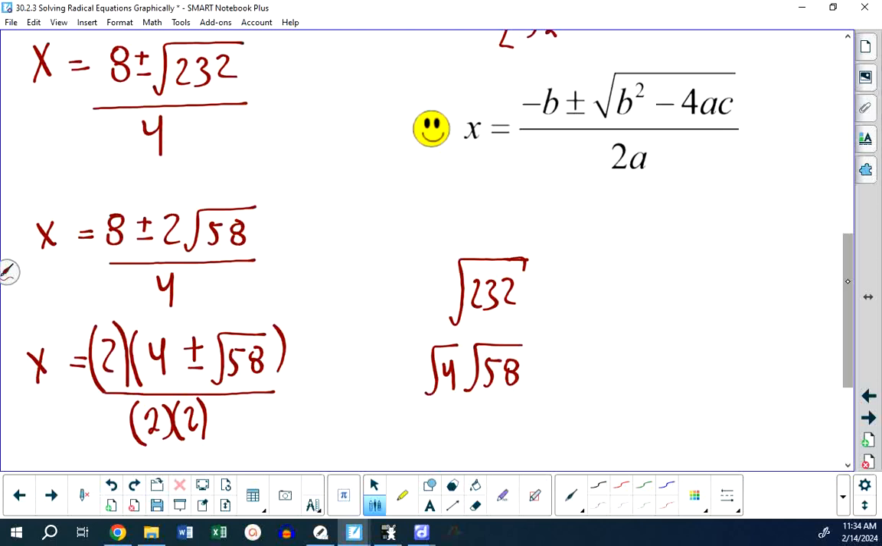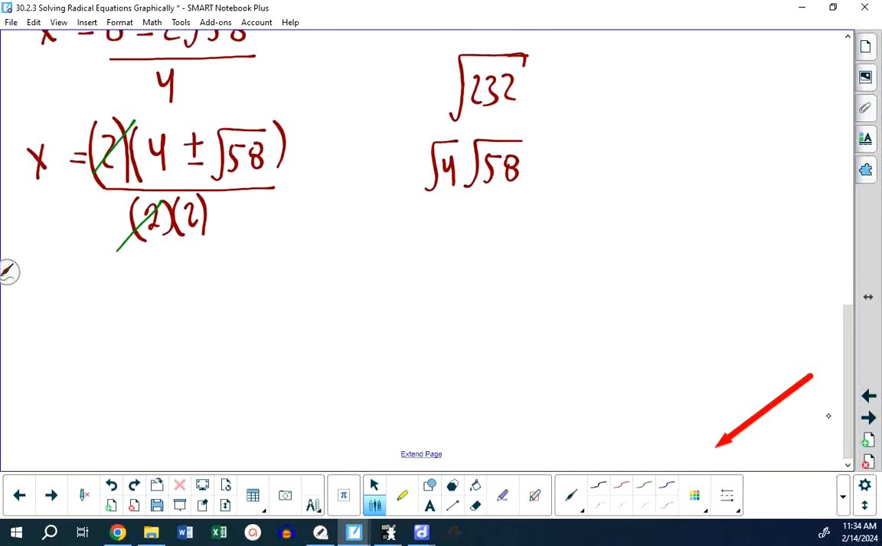I'm not sure that I've mentioned this in this class. A factor can be identified as being something that is in brackets multiplied by everything else. And that is what allows us to cancel things. So the x-intercepts are 4 plus or minus root 58 all over 2. 4 plus root 58 all over 2, and 4 minus root 58 all over 2.